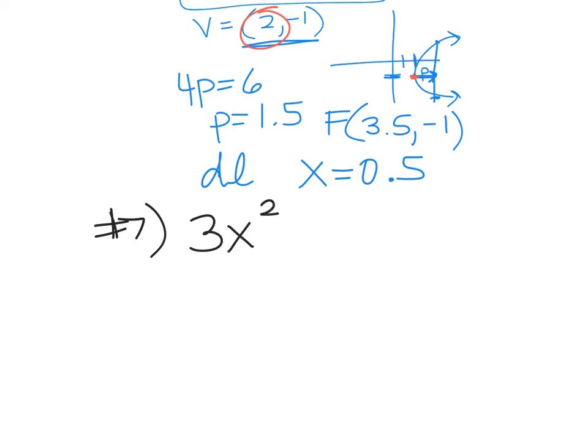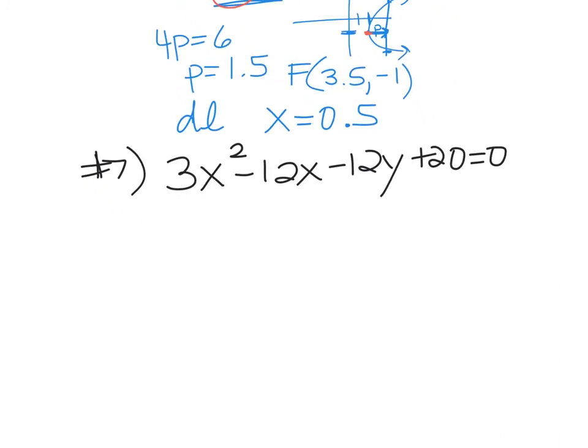3x squared minus 12x minus 12y plus 20 equals 0. Okay, this one's going to be a little harder because of that number in front of the x squared right there. Okay, so do the same thing that we did. Whatever's squared, you leave those guys where they're at on this side. So 3x squared and leave negative 12x. And then on the other side, you're going to bring everybody else over. So add 12y, subtract 20.